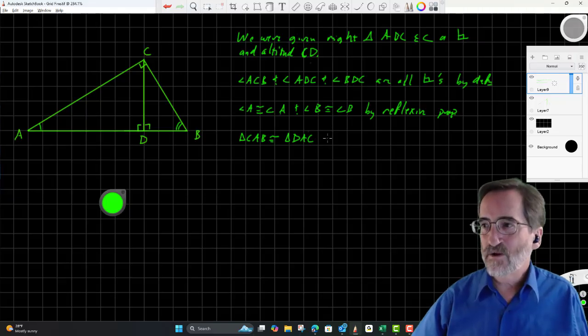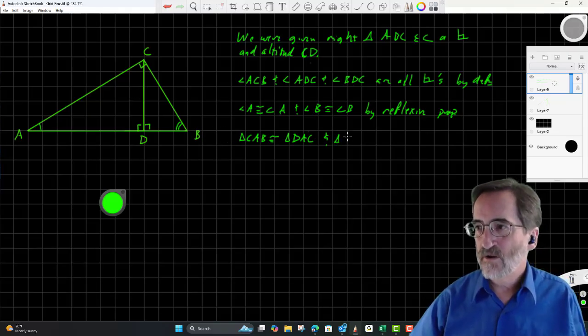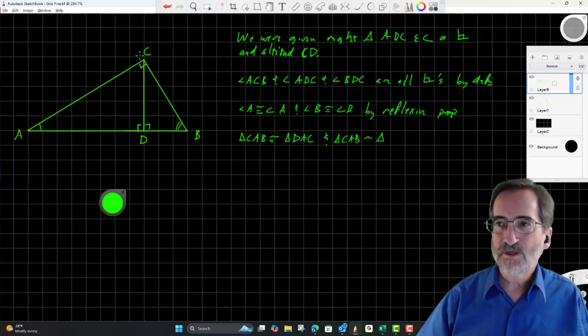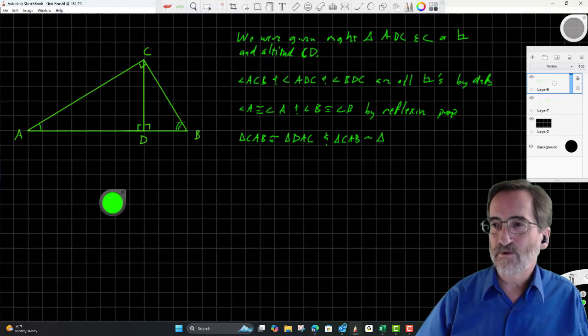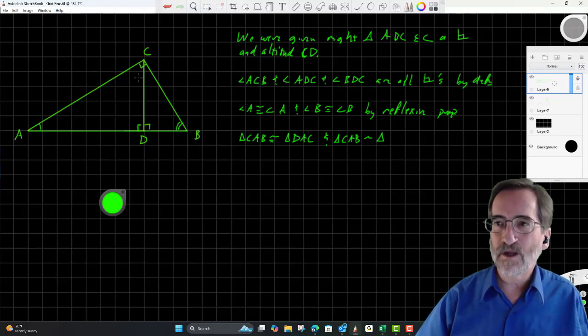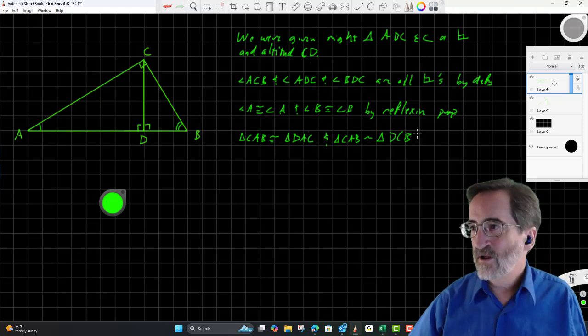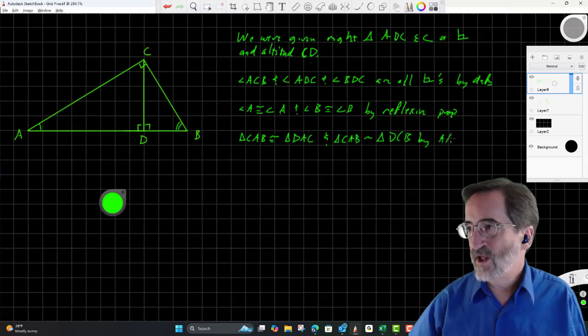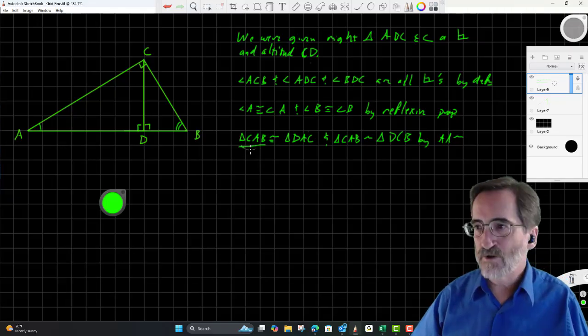By angle-angle. And I can also say the large triangle CAB is similar to the small triangle, right angle, medium angle, small angle: DCB, by the angle-angle similarity postulate. Notice they're both similar to CAB.